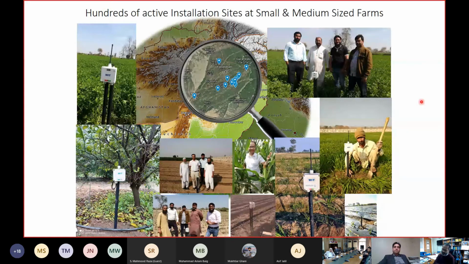Now, some of the products of this kind of thinking are already out. For example, this is one showcase of soil moisture sensing. This falls under the idea of high efficiency irrigation systems, where using these sensors, the farmers can get an idea of the moisture content in the soil in real time, and based on that, they can make decisions on when to irrigate and how much to irrigate. And we now have hundreds of active installation sites at small and medium-sized farms all around Punjab, mostly in Punjab, where we have done this work, and many industries as well, food companies and agricultural companies who are partnering with us on this initiative.